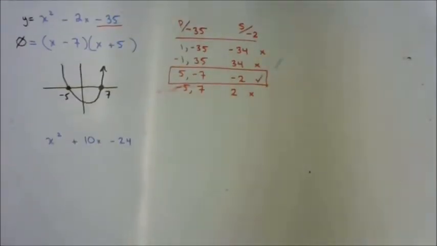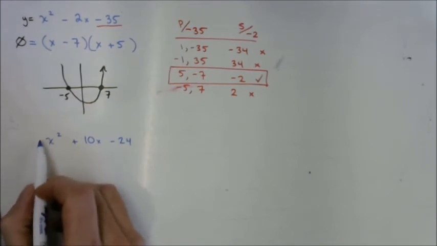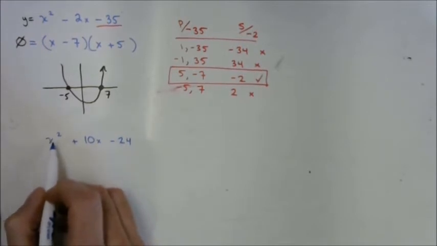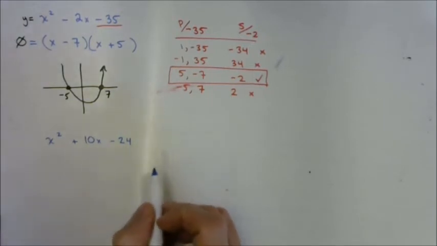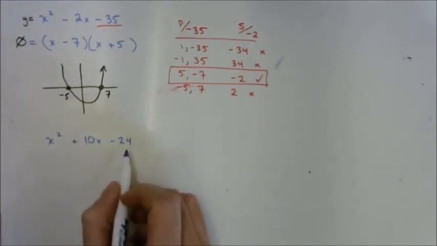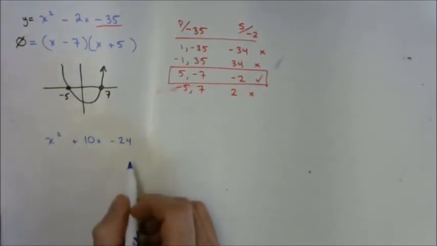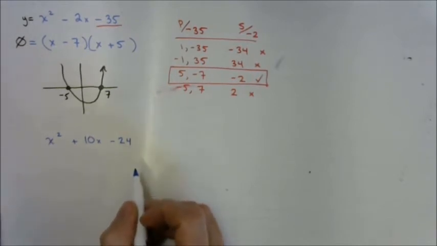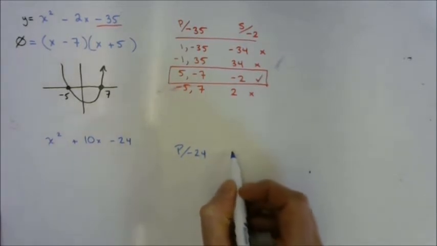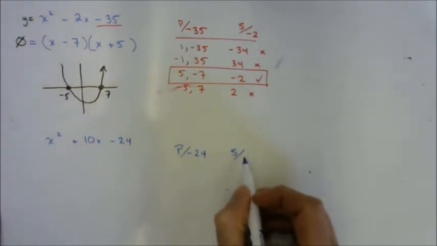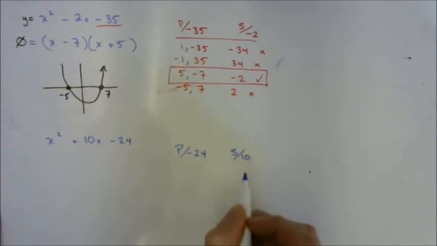One more to run through here without a coefficient of anything greater than 1 or less than 1 in front of the x squared term. We just have a coefficient of 1 here. And again, there's no common factor here. There's no special products here. So I'm going to go right into sum and product. I'm looking for a product of negative 24. That's two numbers that multiply to negative 24. And those same two numbers have to add to 10.